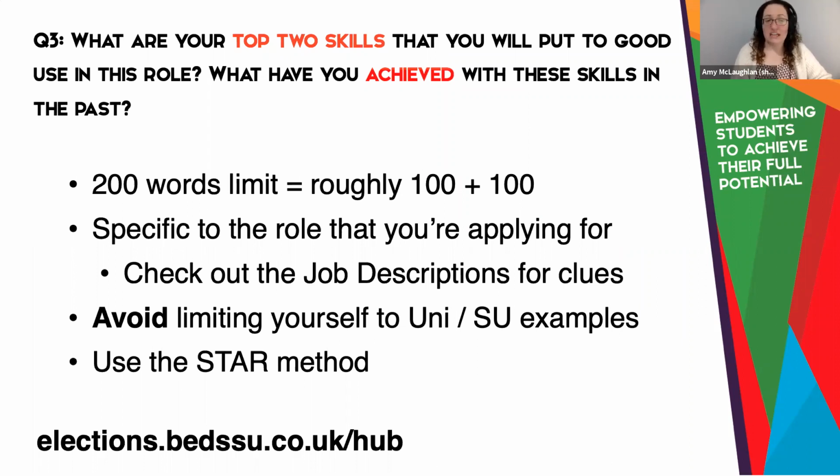On this one, I'd say avoid limiting yourself to examples just from UOB or just from the SU. So you might be a course rep and you might have got some skills from doing that for your course, but that might not be your best example of, I don't know, your negotiating skills. You might have actually done some negotiating in a local community group that you're a part of. And actually you might have something bigger to show for that. So don't feel that you have to use the UOB or the BEDS-SU example.